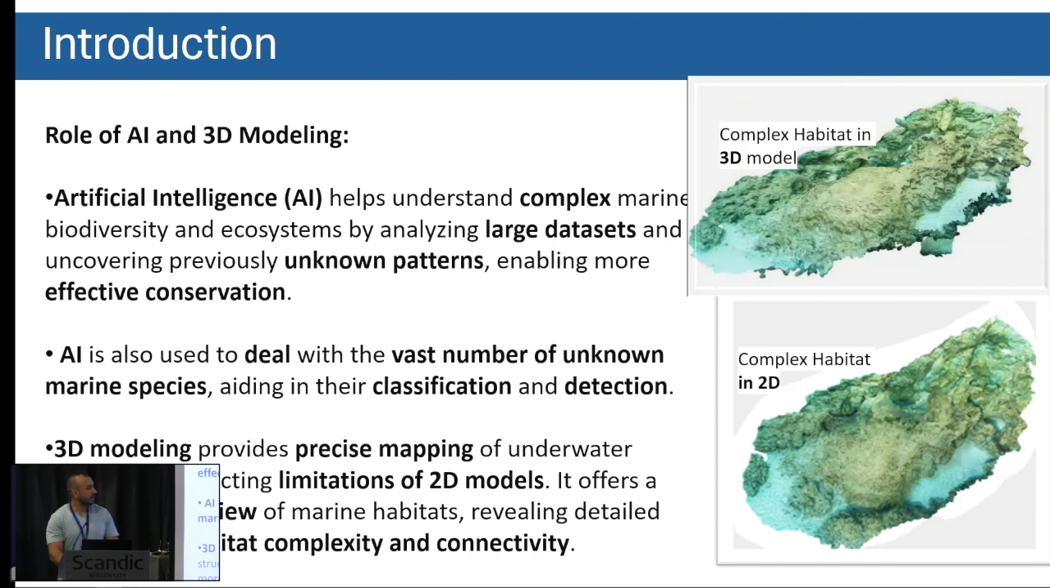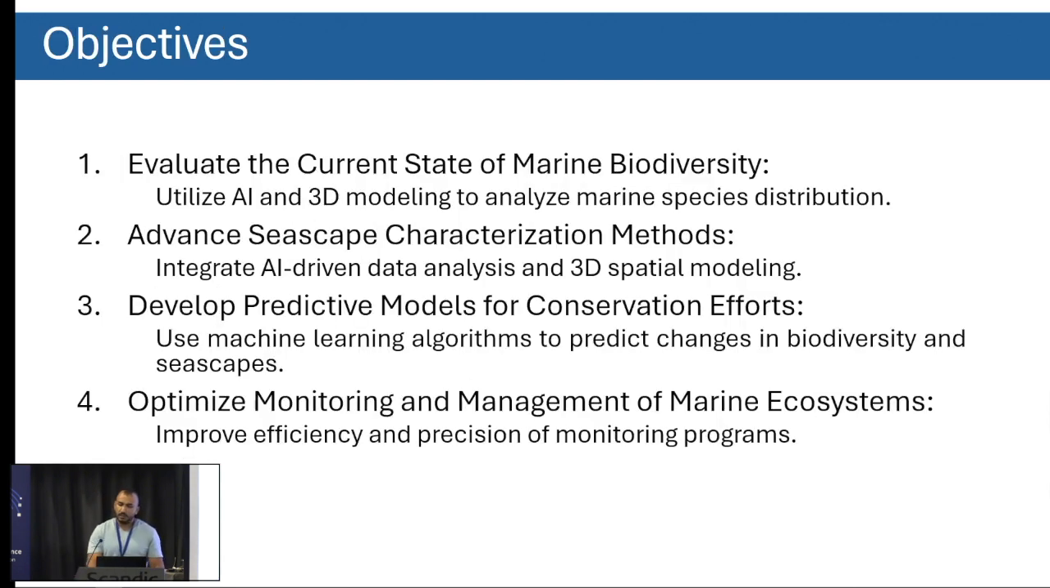by using AI and machine learning and 3D models to understand the complex marine ecosystem, analyzing large data sets and uncovering patterns for better conservation. And the 3D modeling offers precise mapping of underwater structures, correcting the limitation of the 2 dimensional models. Our objectives include evaluating the current state of marine biodiversity using AI and 3D modeling, advancing seascape characterization methods, developing predictive models for conservation, and optimizing monitoring and management of the marine ecosystems.